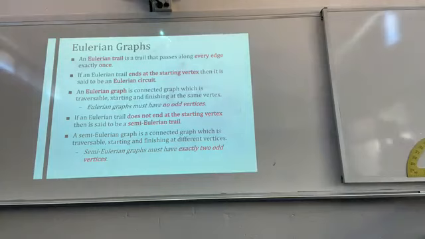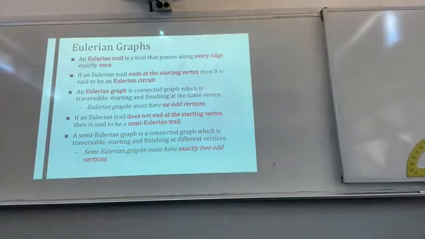For both Eulerian and Hamiltonian graphs, they must be connected graphs. An Eulerian graph is a connected graph which is traversable, starting and finishing at the same vertex. Just remember, an Eulerian graph must have no odd vertices, all even vertices. If an Eulerian trail does not end at the starting vertex, it is said to be a semi-Eulerian trail, which is basically an open walk that passes through every single edge once, with no repeat of edges. A semi-Eulerian graph is a connected graph which is traversable, starting and finishing at different vertices. It must have exactly two odd vertices. Those two are what you look out for, the characteristic of the graph.